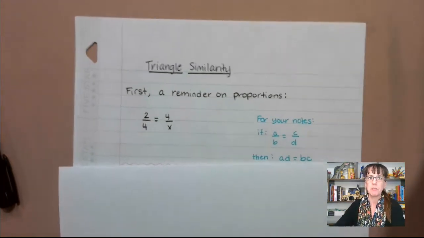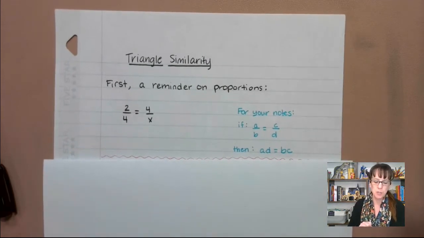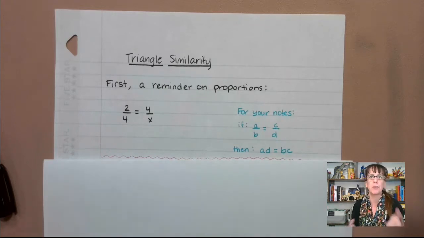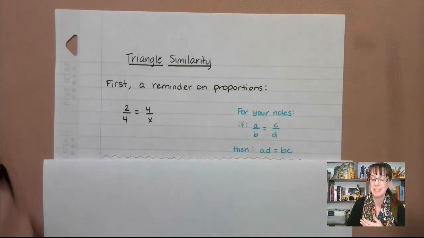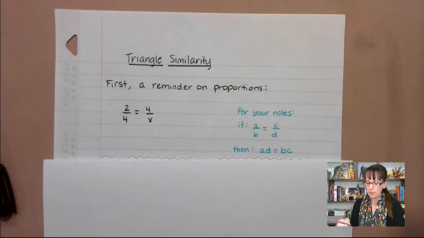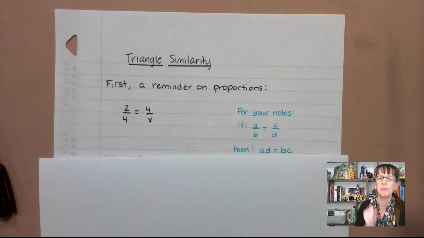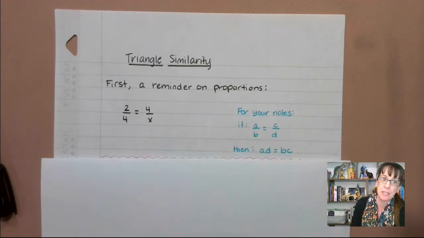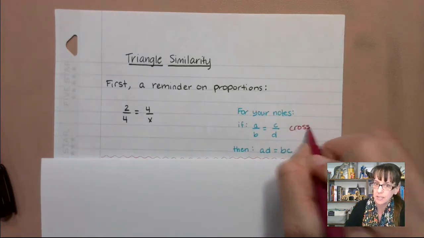Okay, so first a reminder on proportions. Grab your notebook, make sure that you're taking notes here. A proportion is just comparing two ratios, and ratios are just fractions. So when we have two fractions that we're comparing, we call that a proportion. Generally it looks like fraction equals fraction, and when that happens, the easy way to deal with this is what we call cross products.